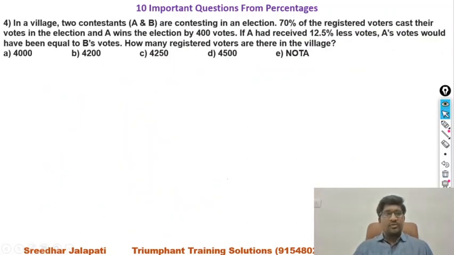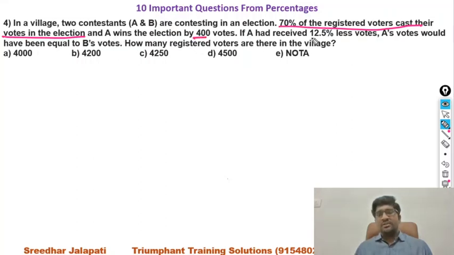And let's move to the fourth question from this video, percentages. In a village, two contestants A and B are contesting elections. This pattern, this type of question you will get quite frequently, but in this we have different types of questions. Only two contestants contested in the election. 70% of the registered voters cast their vote. So on that day only 70% turned up for the poll, and A wins the election by 400 votes.